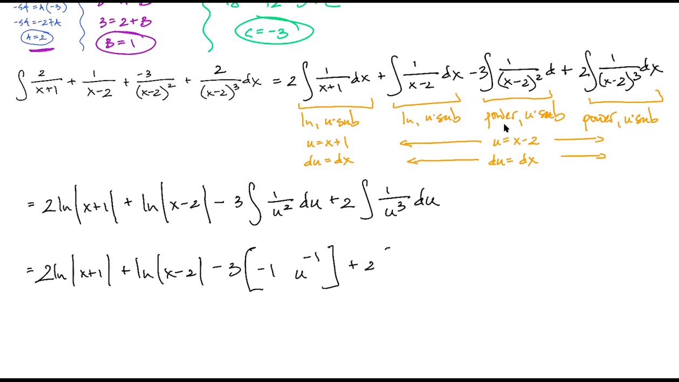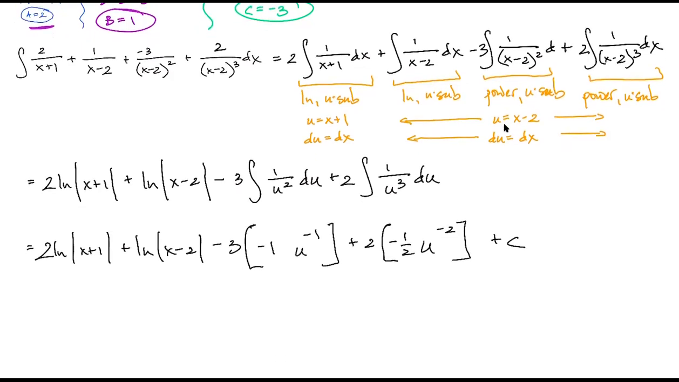Plus 2 times, if I have something to the power of 3, or -3, -3 plus 1 is -2, and the reciprocal of that is -1/2 plus c. And then our last step, just plug the u's back in, write it as a fraction, and then we are all done.